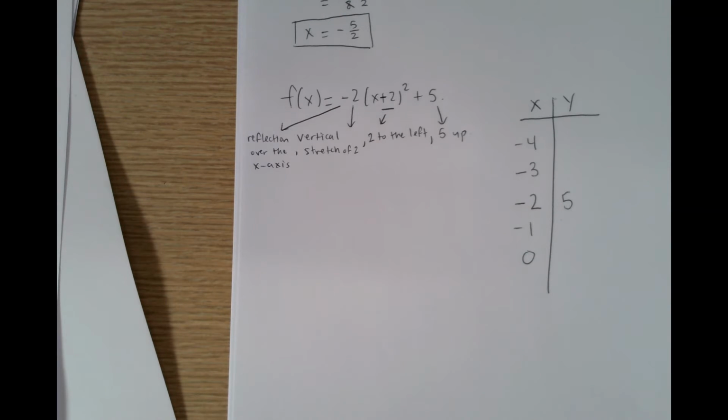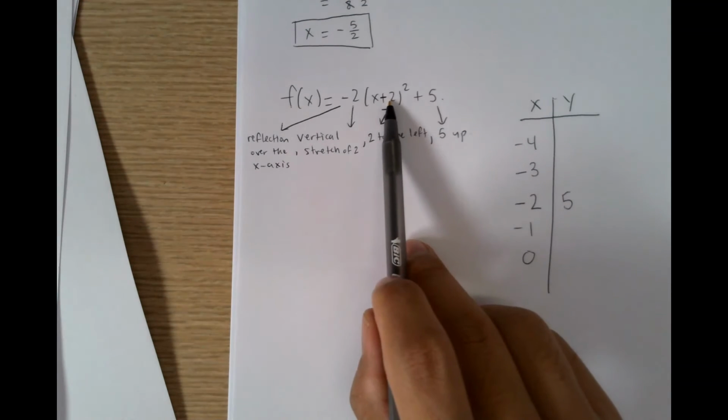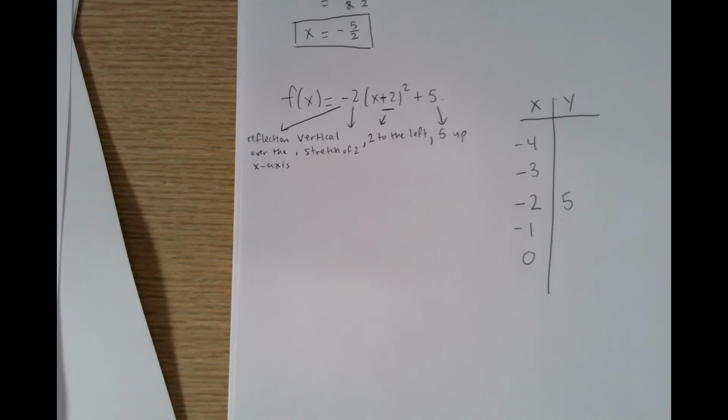Okay, so I'm going to pick numbers that are super close to my vertex because then it just gives me pretty easy numbers to figure out. What's actually happening is I'm going to plug these numbers into my equation and then solve, right?